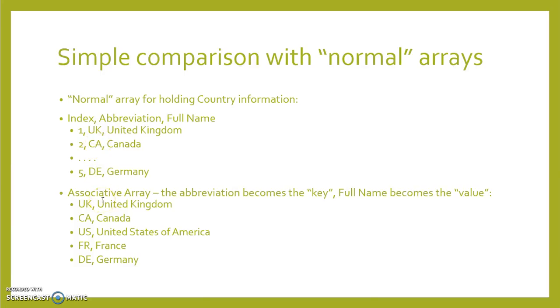Now, in an associative array, the abbreviation becomes the key, and the full name becomes the value. So finding the value associated with the key is much simpler with an associative array, and we'll take a look at some code that does that in just a minute.